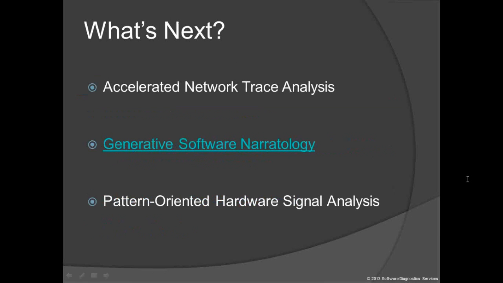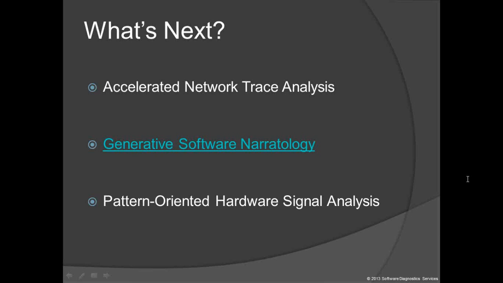So what's next? The next application of software narratology we plan is hardware analysis. This must be a bit tricky, but we hope we manage it. We also plan to extend software narratology to its generative form to include a layer of source code.